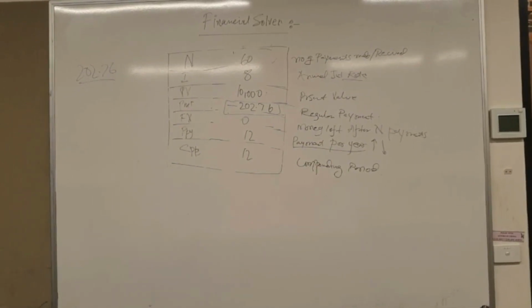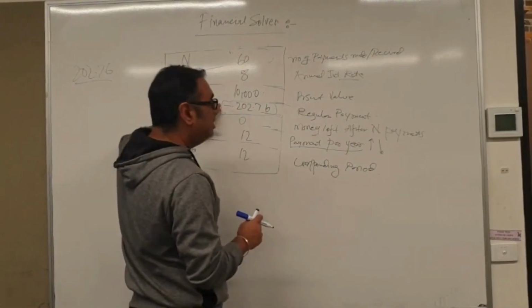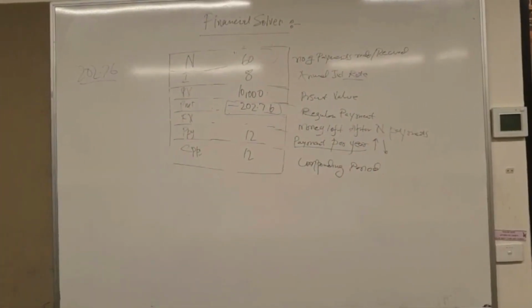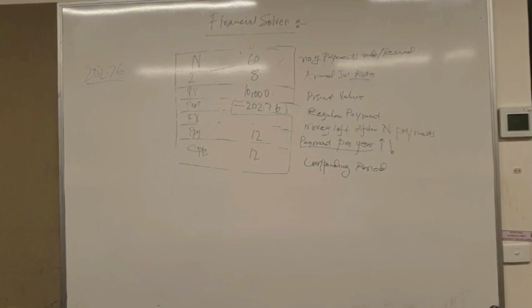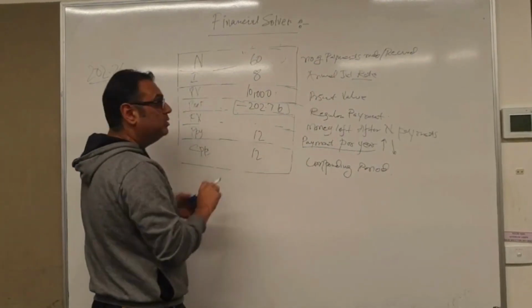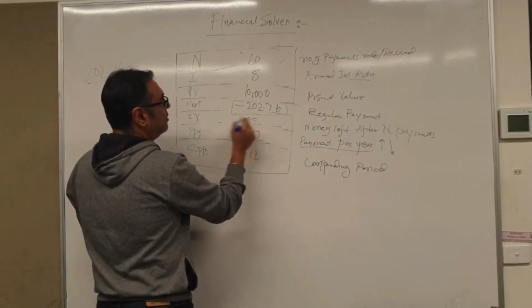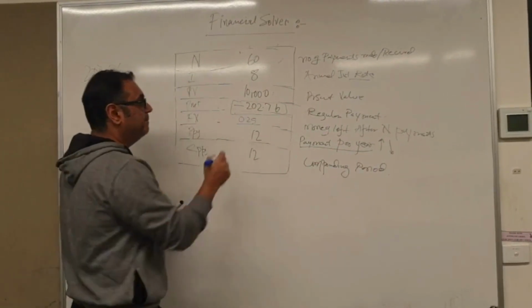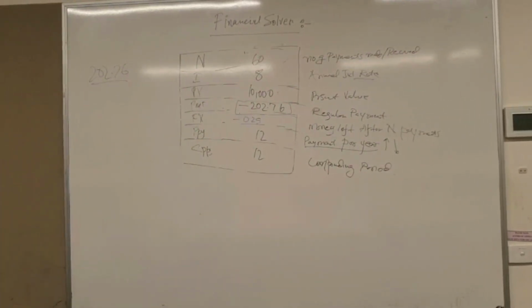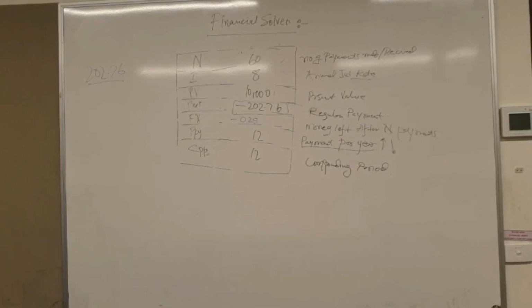So, if you go to your financial solver with this value here, check the future value. How much will be your future value? Can someone check that? 0.29. It's not 0, it's 0.29. Positive or negative? Negative. It's a loan.